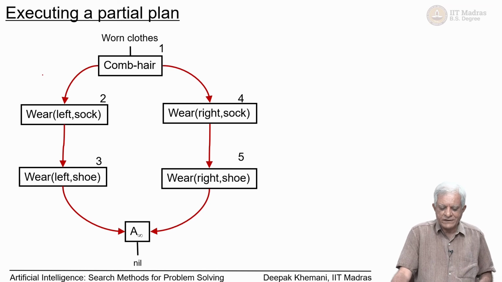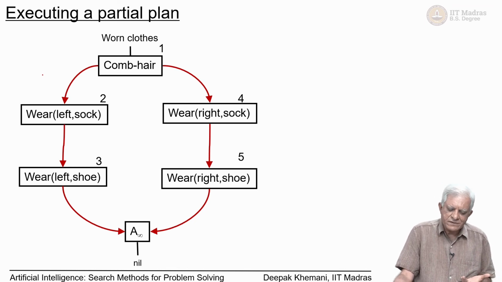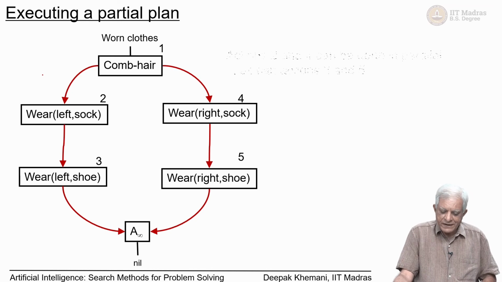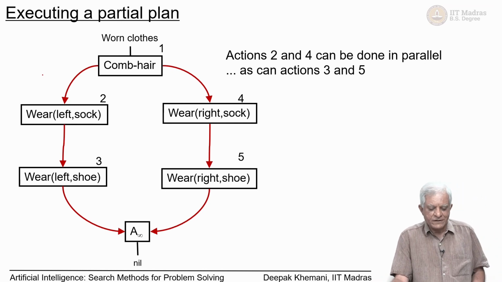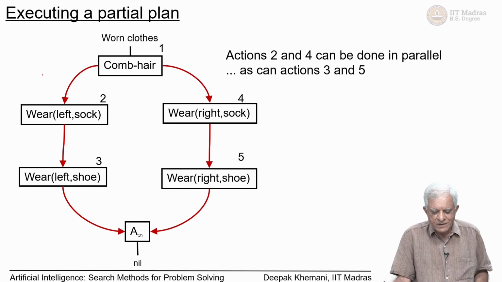You have to first wear the sock and then only you can wear the shoe essentially, but there is no order specified here. Supposing you were to do this as a sequential plan, what is the plan that you can produce? As you can see, actions 2 and 4, wearing the socks, can be done in parallel. If you are dexterous enough, then with both hands you can wear both your socks, and then with both hands you can wear both your shoes, and they can be done in parallel.